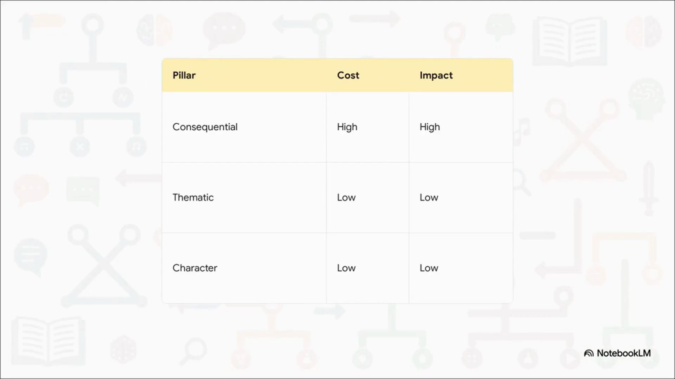Now, what's really interesting here is how these pillars interact. Consequential branching has a high cost and a high impact on the plot. Thematic and characterization branching, they have a low cost but high impact on player expression. The absolute best designers don't just pick one. They mix these 3 approaches. Picture them on a triangle. Use characterization and thematic branches constantly to give a continuous illusion of freedom, and you save those expensive consequential branches for the massive, dramatic junctures. That is how you survive production without going bankrupt on content.